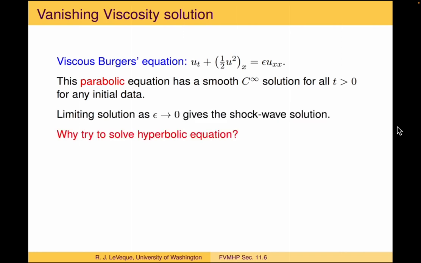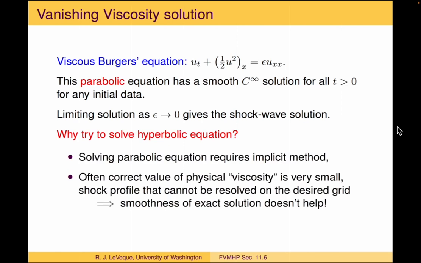So why would we try to solve the hyperbolic equation if this parabolic equation has fewer difficulties with triple valued solutions and whatnot? Well, again, solving the parabolic equation directly typically requires an implicit method, and there's often some physical velocity, which is why this makes sense, but the physical velocity is often so small that we can't possibly resolve the details in the viscous shock profile properly.